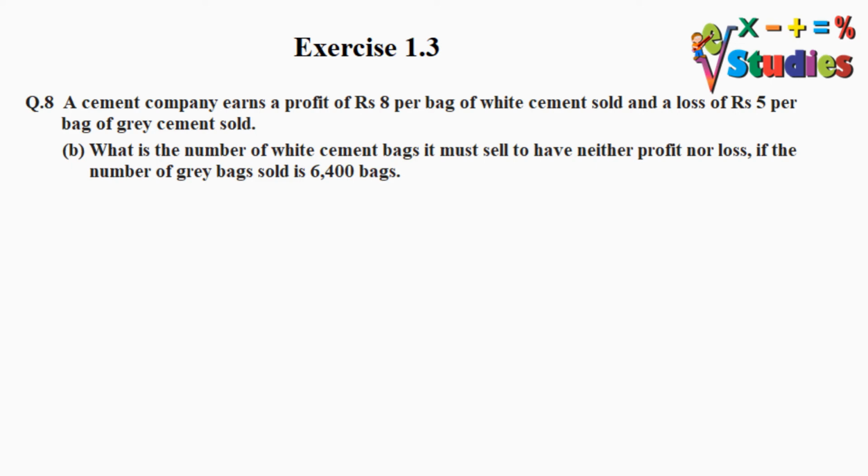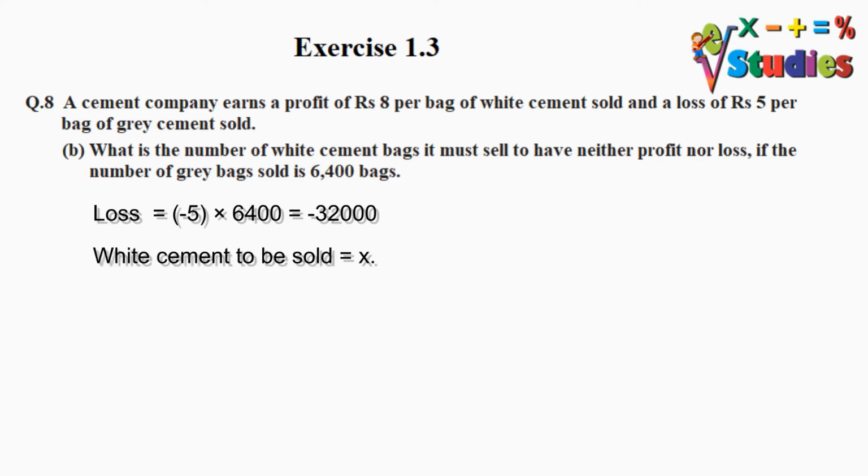It says, what is the number of white cement bags it must sell to have neither profit nor loss if the number of grey bags sold is 6,400 bags? So first we need to find out the total loss incurred by selling the grey cement. Here they have sold 6,400 bags of grey cement and they are losing rupees 5 per bag. So we have to multiply 6,400 with negative 5 and that will give us negative 32,000 rupees.